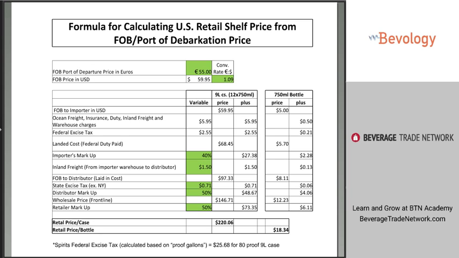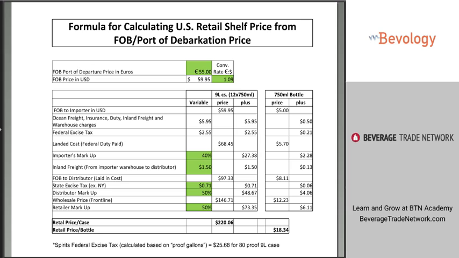So laid-in cost, $97.33. We had said earlier that the estimated price of the product is going to be either 3.5 times your FOB price in US dollars, or it's going to be double the laid-in cost. So in this case, it would be $162.22, and I can't do 3.5 times 59.95, but if you would do that, that's the number that will be a point of reference.